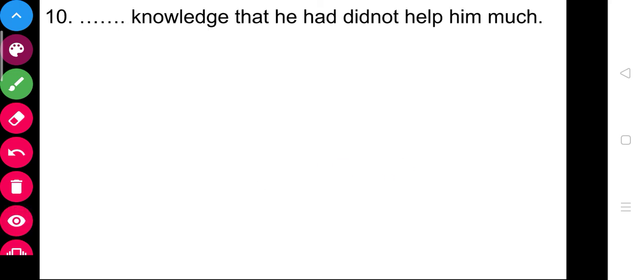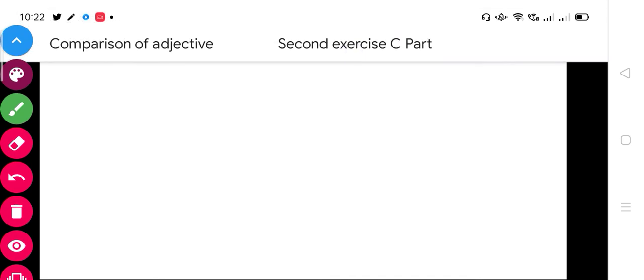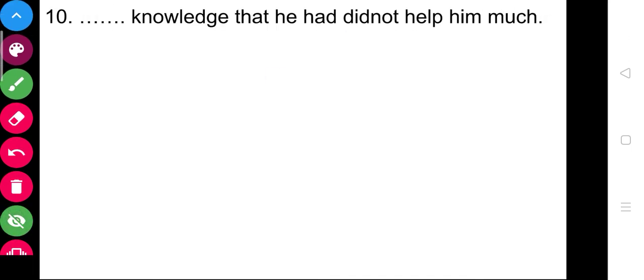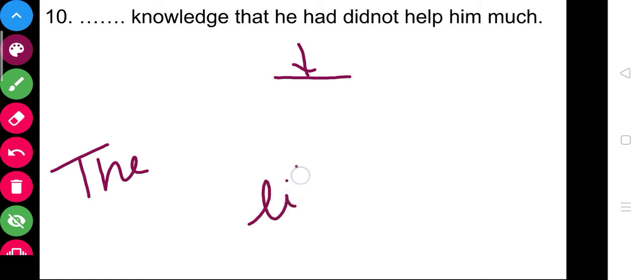Then the 10th one: the dash knowledge that he had did not help him much. The knowledge that he had, that means the particular knowledge we are talking about. Here quantity is to be talked about, so we can say little. Some knowledge we won't write, the little knowledge we can write.